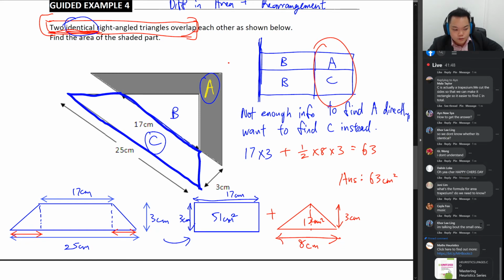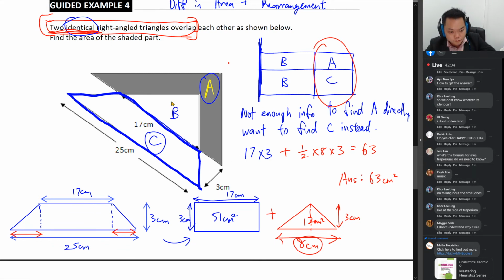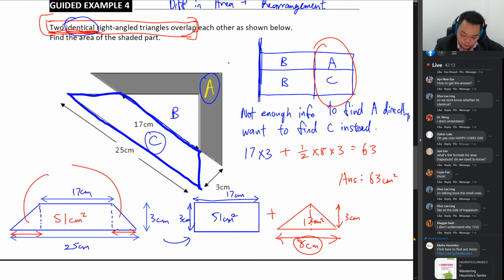Oh, okay. Talking about the small ones, yeah, we don't know whether they are identical or different. But as a group, this entire length, this length plus this length, will definitely be 8 cm. Why 17 times 3? You want to find out the area of the rectangle first. Then the two of these add up to 12 cm squared.